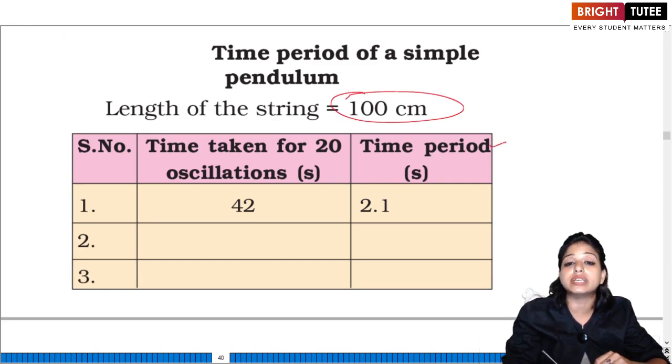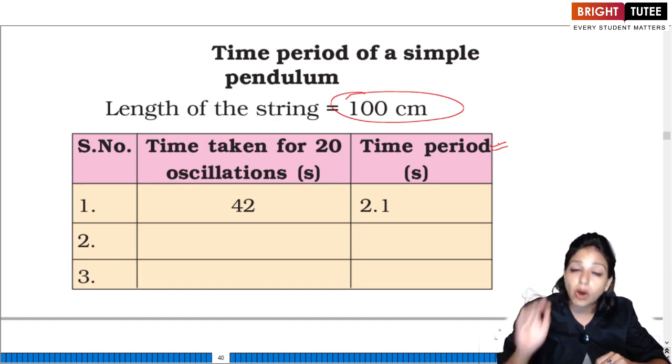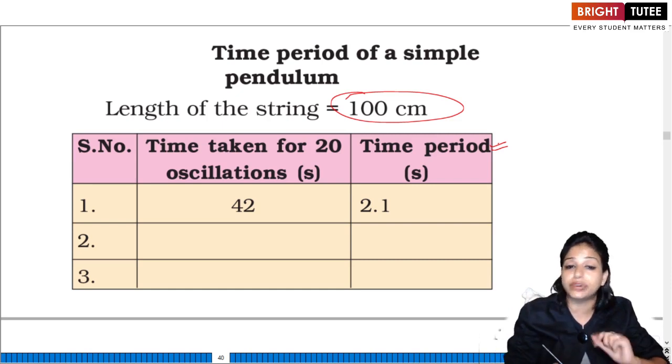We have already been given the length of the string. We are measuring the time period. So how will you calculate the time period? You need to record the observation for how much time it takes for 20 vibrations. Your observation could obviously be different from this. You need to repeat this a few times to make sure that your experiment is going right.